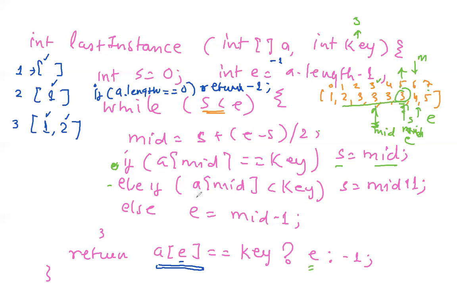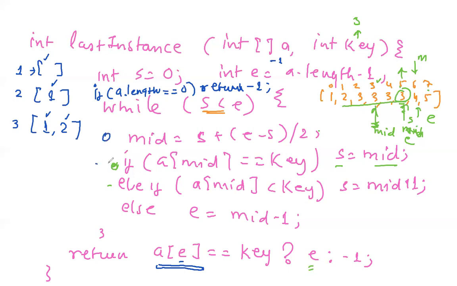Now let's start with the third case, right? So in the third case, what will happen? 1, 2, right? And here S is 0, E is 1, because 2 minus 1, right? The while loop executes, and I'm looking for the last instance of 1, let's say. What will happen? S is less than E, great. Mid equals S plus E minus S by 2, which is 0 plus 1 divided by 2, which is 0, right? So my mid is now 0.